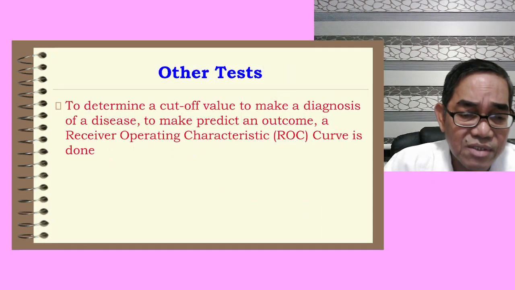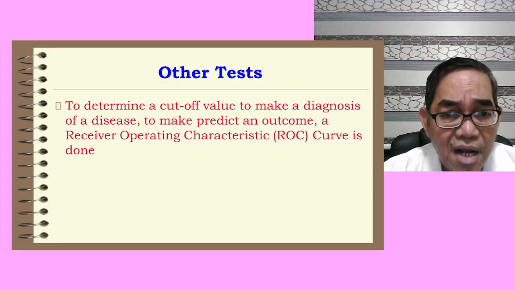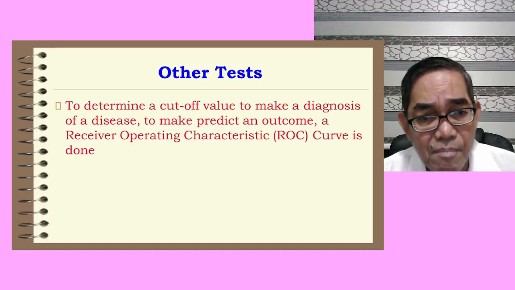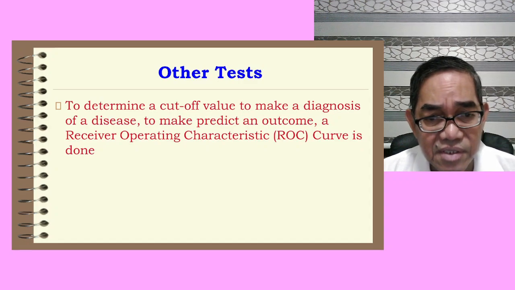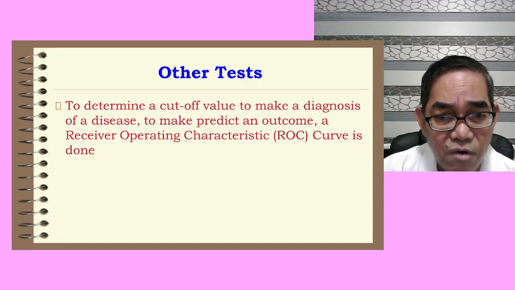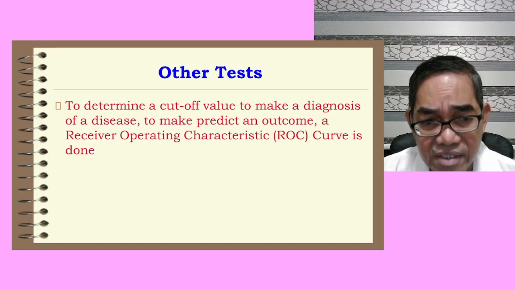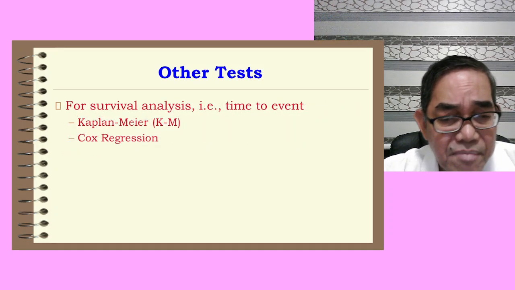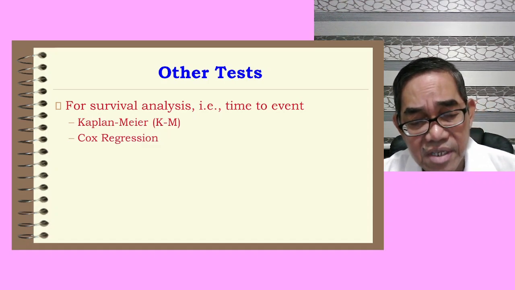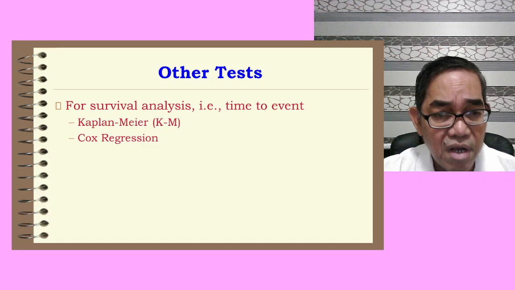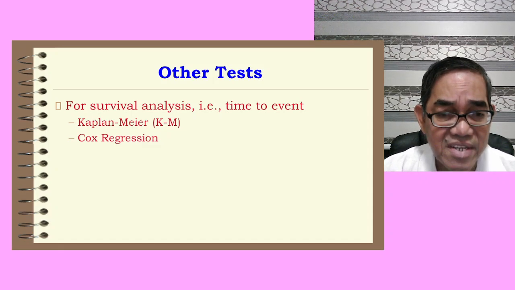Okay, let's talk of other tests to determine a cutoff, to make a diagnosis of a disease, to predict an outcome. A receiver operating characteristic ROC curve is done. So if you want to determine a cutoff, a receiver operating characteristic is done. For survival analysis, we use the Kaplan-Meier and then the Cox regression. Kaplan-Meier for univariate analysis and Cox regression for multivariate analysis.